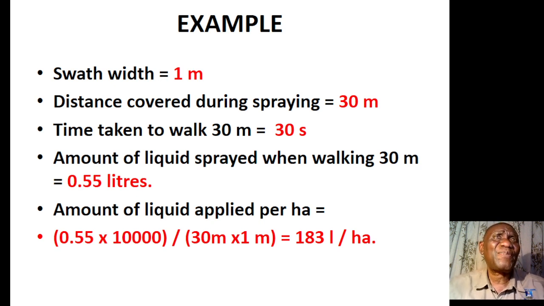Amount of liquid sprayed, 0.55 liters. Then the amount of liquid applied using that formula, 0.55 times 10,000 divided by 30 meters times 1 meter will give us 183 liters per hectare, which is close to 200 liters per hectare, which is fine.